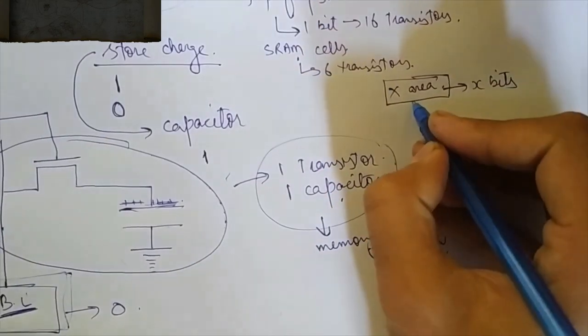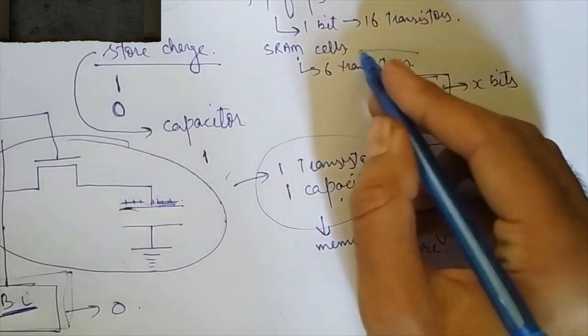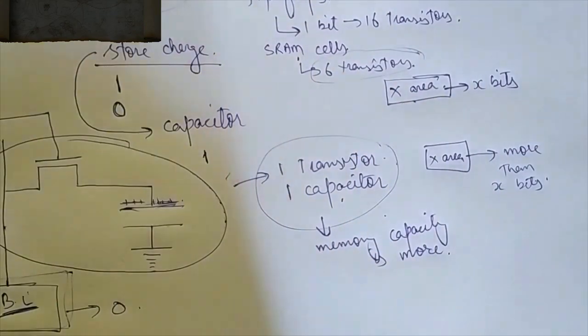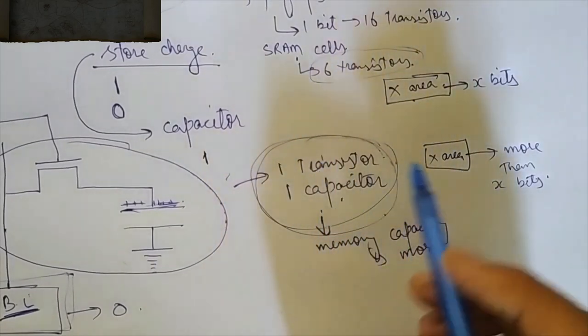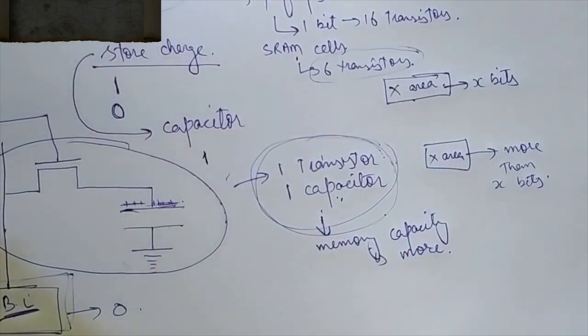Because in SRAM, a single bit is stored using 6 transistors, and 6 transistors take up more area. However, here only 2 components are required to store a single bit, so they will occupy a small area as compared to an SRAM cell. So the size of a DRAM cell is much smaller than an SRAM cell. For designing much larger memories, we should design those memories based on DRAM cells.